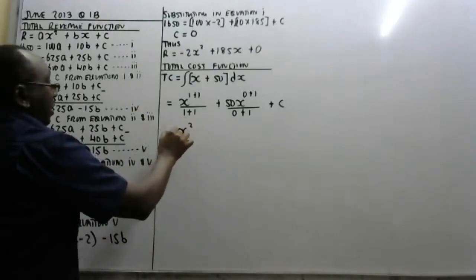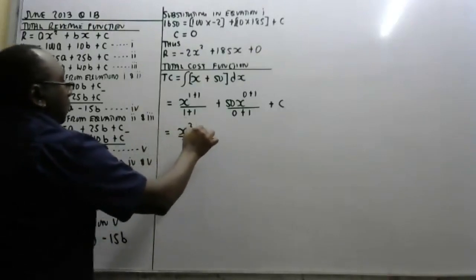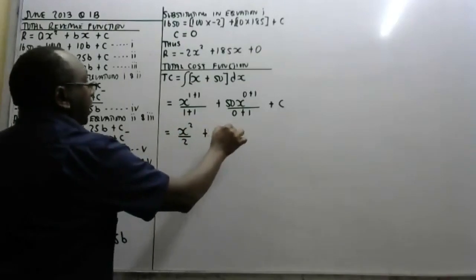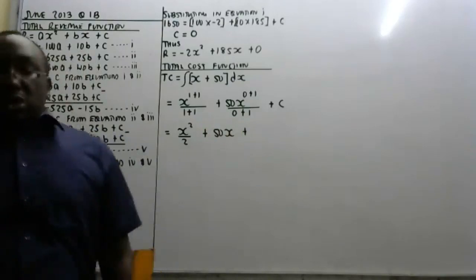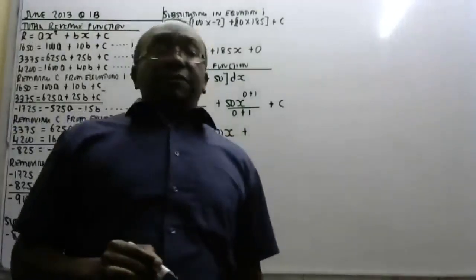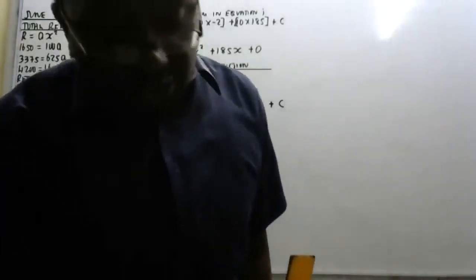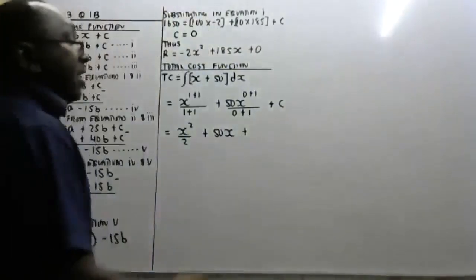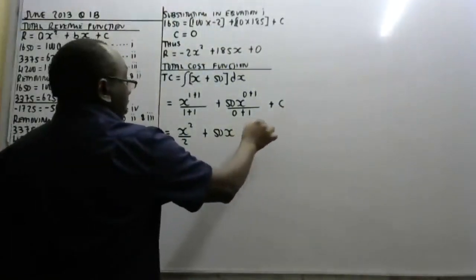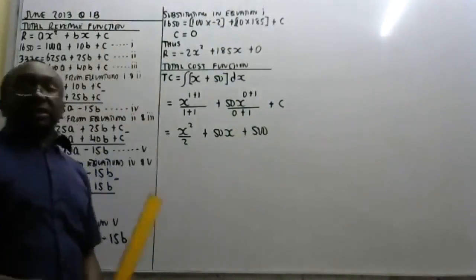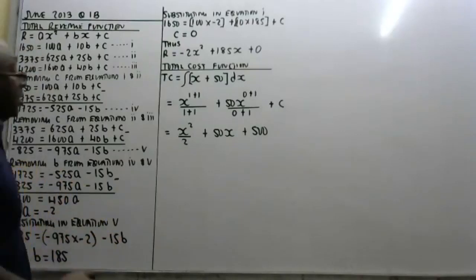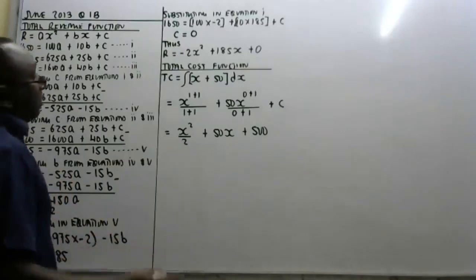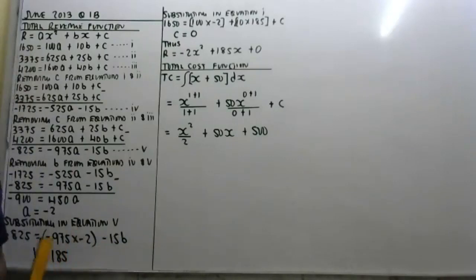So this proceeds to become x squared over 2 plus 50x plus, we said when you're dealing with the total costs, C is the fixed cost. So the fixed cost is going to be 500. Remember, the functions are in thousands. Even when we dealt with the revenue, it was in thousands. So that is the total cost function.